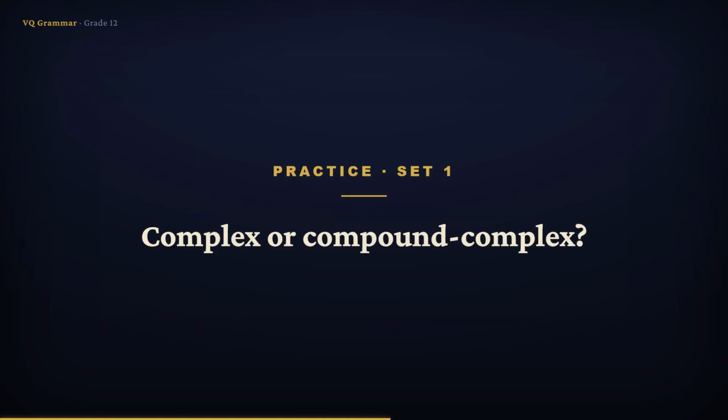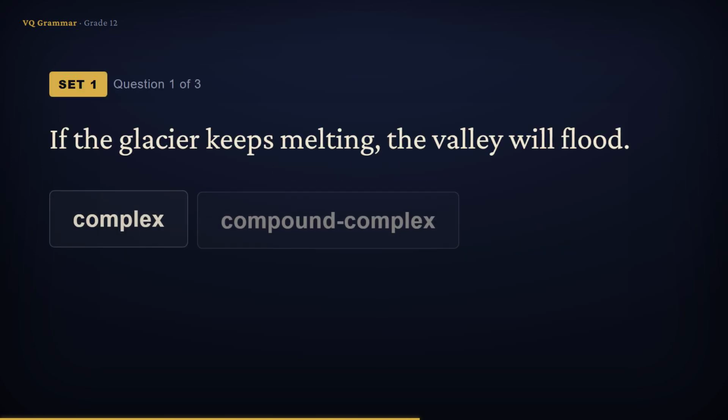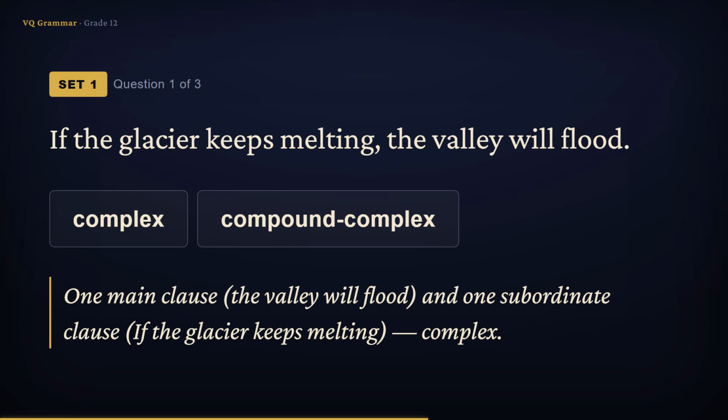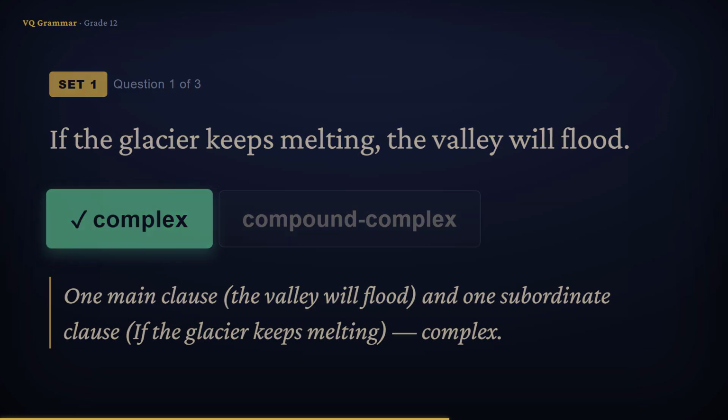Let's practice. In this first set, I'll show you a sentence, and you decide whether it's complex or compound complex. The move is always the same. Count the main clauses, then the subordinate clauses. Pause the video and choose before I reveal each answer. "If the glacier keeps melting, the valley will flood." Count the clauses. There's one main clause, "the valley will flood," and one subordinate clause, "if the glacier keeps melting." One main, one subordinate. That's a complex sentence.